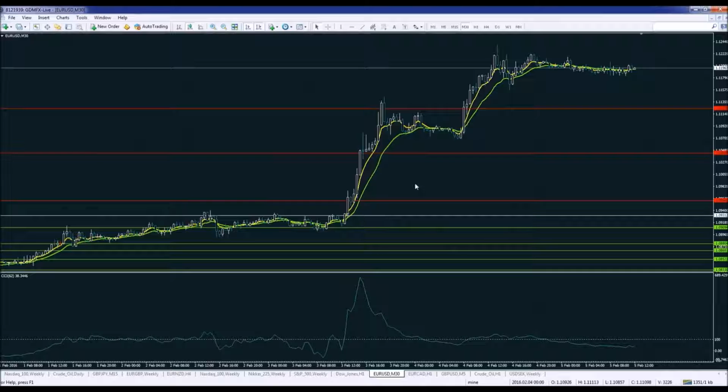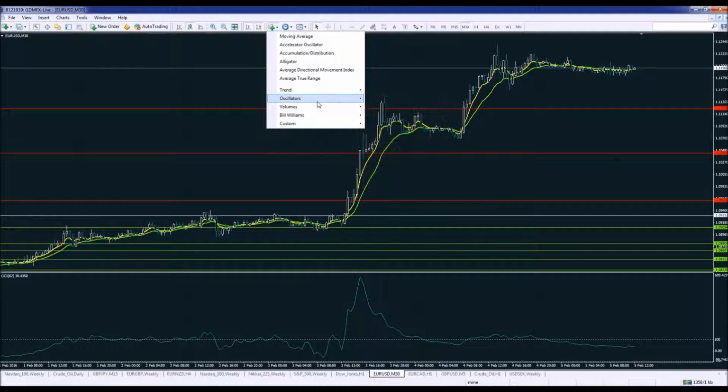Without losing too much time, there is a third condition that needs to be met on this system. We're going to take the stochastic oscillators and adjust the settings here.